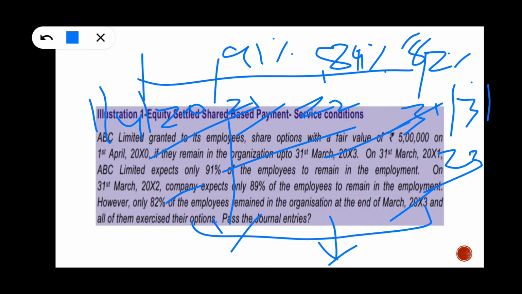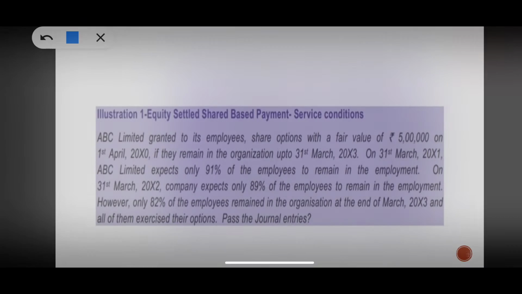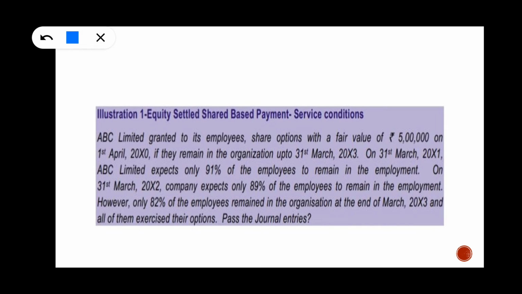And what is the journal entry for this? What is the journal entry? You already know, for normal equity shares, whenever we have given to a vendor, what is the journal entry?